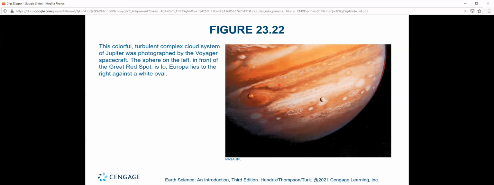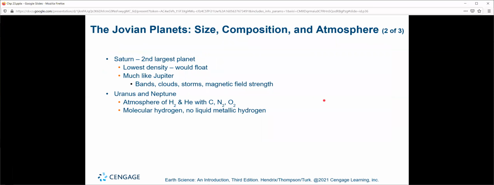This colorful, turbulent, complex cloud system of Jupiter was, of course, photographed by the Voyager space probes that went there. We talked about those a little bit ago previously. And you can see from this image, so this is a real image here, the sphere on the left in front of the Great Red Spot is the moon Io, and Europa is over here. Io and Europa we'll get to after we get through the planets.